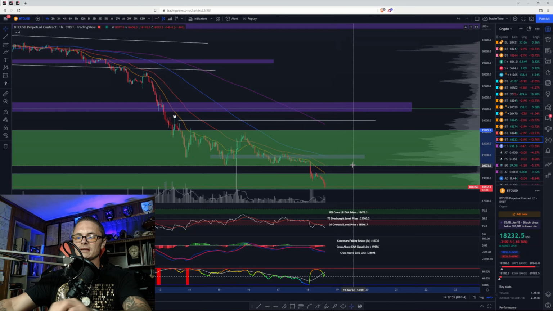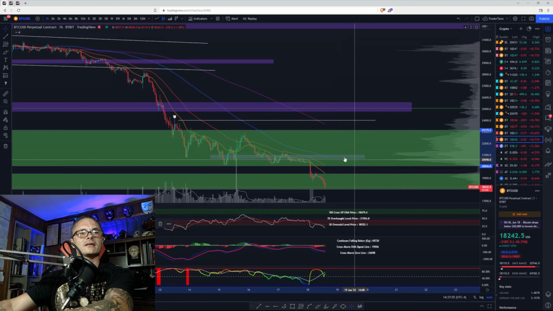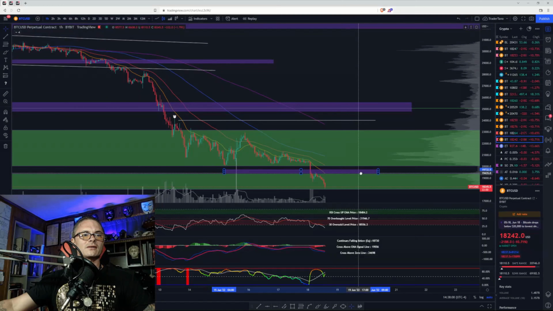So now we're going to go ahead and delete this purple box. Actually, we're going to move it down. Because if we get back above there, I think we would have a chance to at least come back up and retest these lows, about 20,500. If we can break the 100, though, I think we still could come up to maybe this 23,200 level. But that's if. That's a big if.